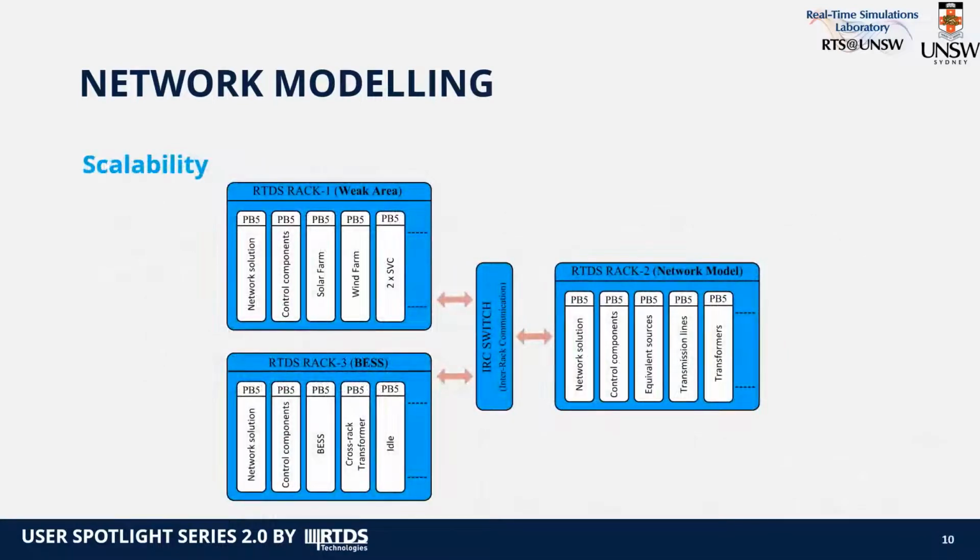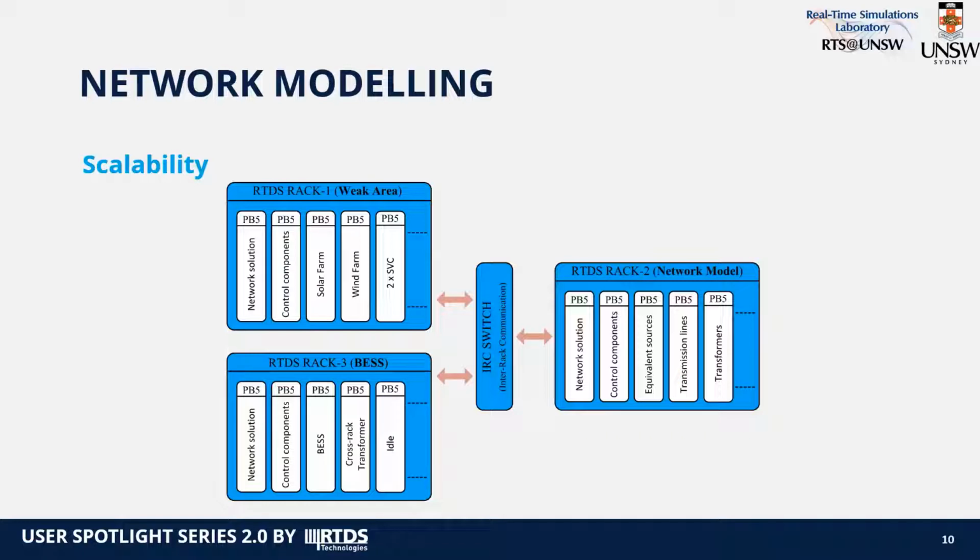The model we have developed is for PB5 processor cards of the RTDS simulator, and the complete system requires 13 of these cards, whose main components are allocated to the hardware as shown in this slide. In order to allow the fast parallel simulation of the system, we split it into 3 subsystems: the weak area, the battery, and the rest of the network.